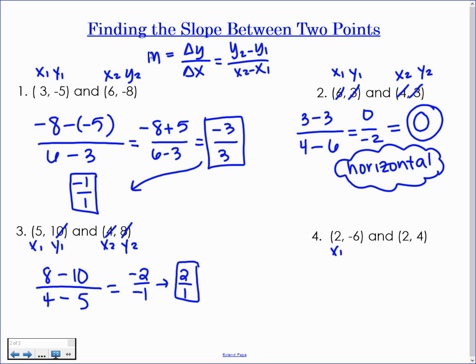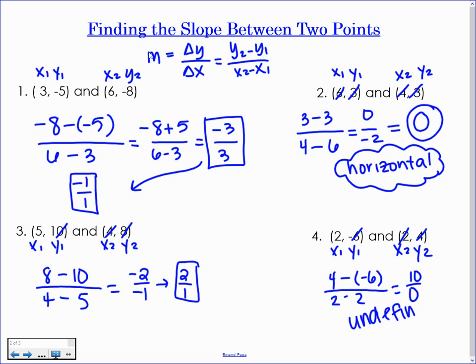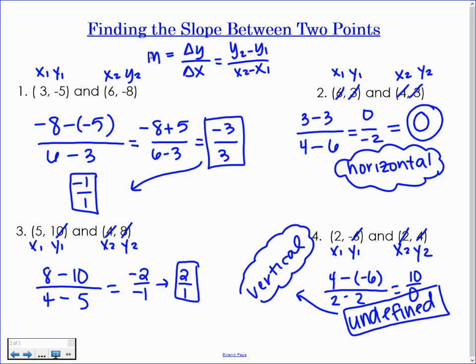So we have x1, y1, x2, y2, and subtract again. So 4 minus -6 all over 2 minus 2, which would give us 4 minus -6 is actually 4 plus 6, so that's 10 over 0, which we know to be undefined because we're not allowed to divide by 0. Remember, undefined would actually mean that is a vertical line. And we are done.